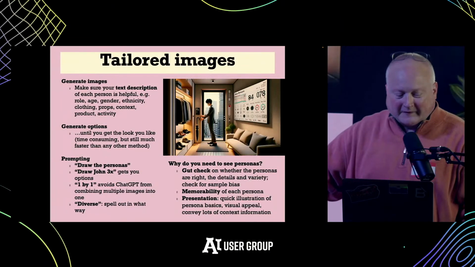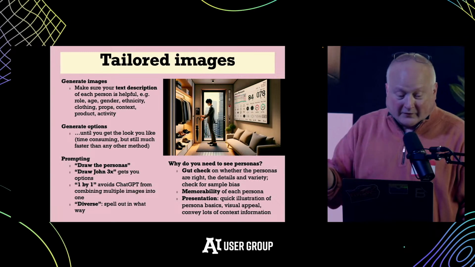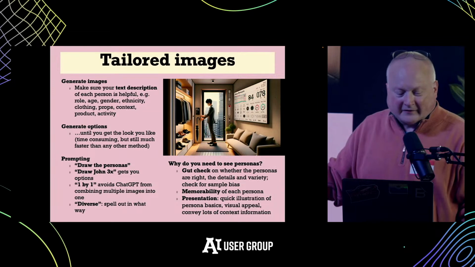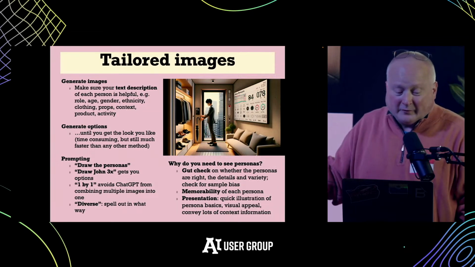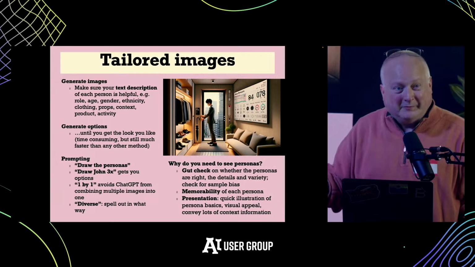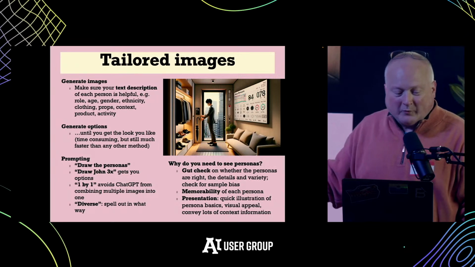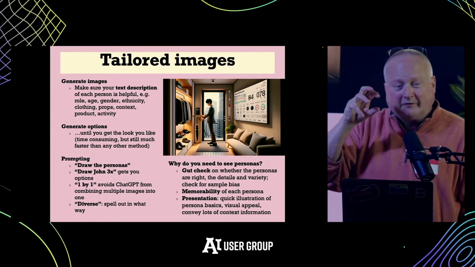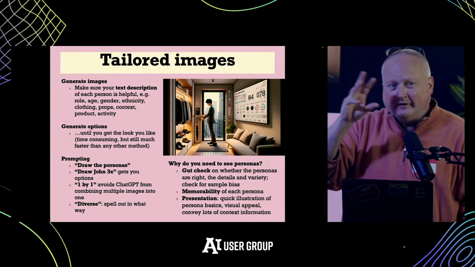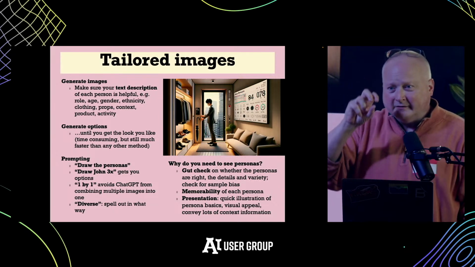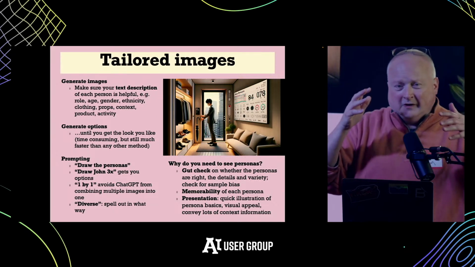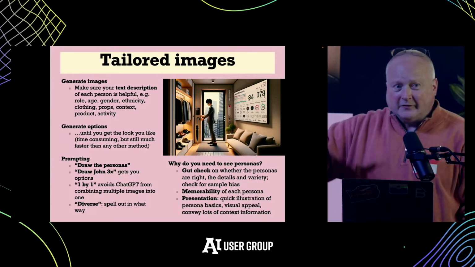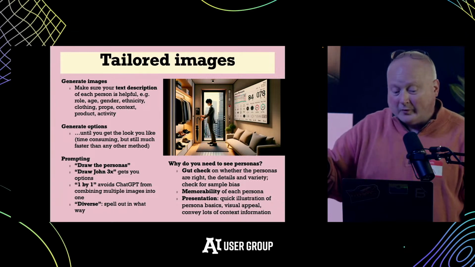These are just some prompting tips I wrote down here. So first of all, you just say draw the personas, but I usually say draw John 3x, and that does it 3 times. I never had to explain 3x, it just seems to know what I mean by that. I also say 1 by 1, because if I don't say 1 by 1, it tends to draw 3 pictures all in one picture, and then you get all sorts of weirdness going on, where it'll combine multiple images, and so one person has the arm from the other person or something weird like that. So I try to do them as separate images, and I just say 1 by 1, that does it.